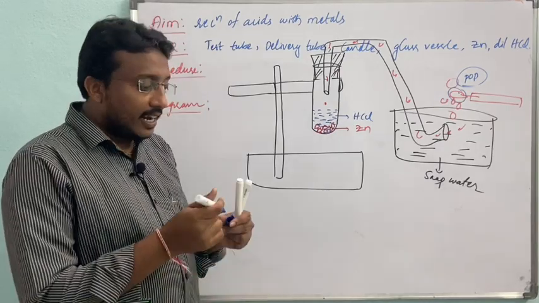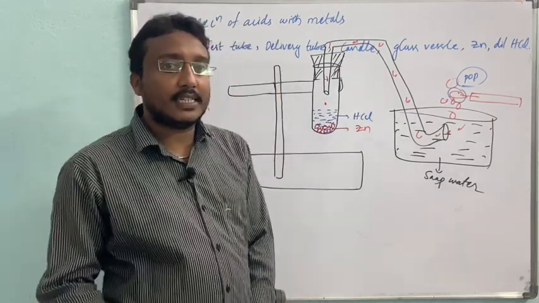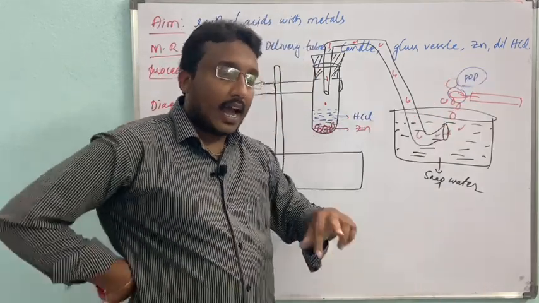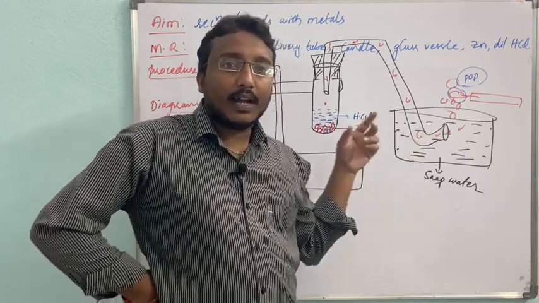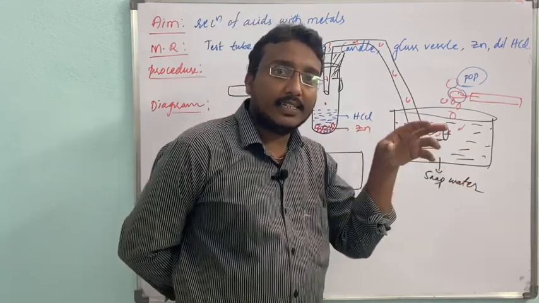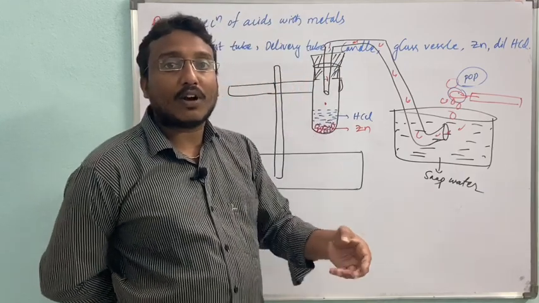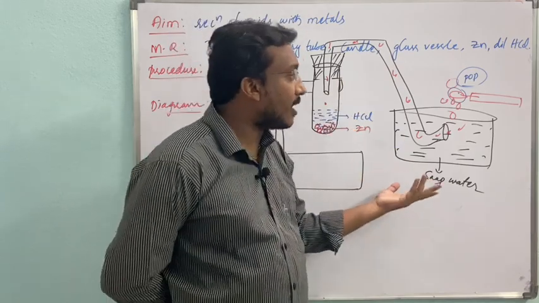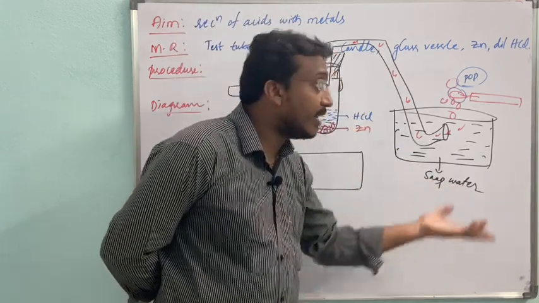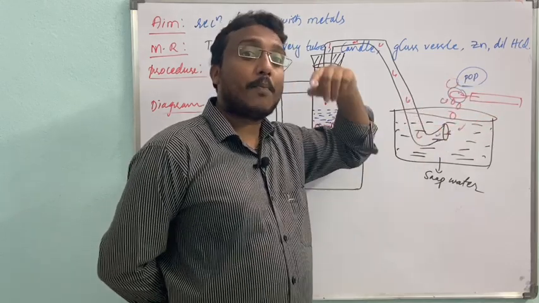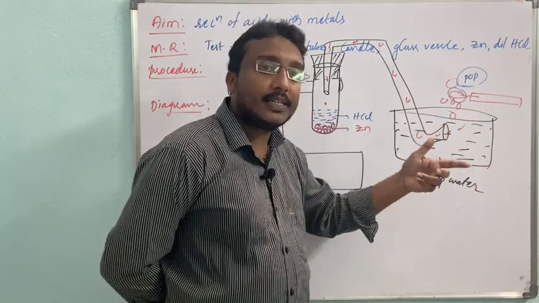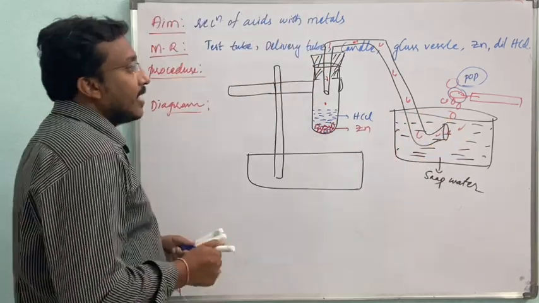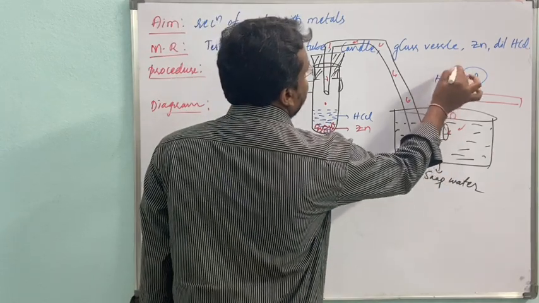We have already discussed in our last chapter that this is the test for hydrogen gas. When hydrogen gas is evolved, if we bring a burning matchstick or burning candle near the mouth of the container, it is put off with a pop sound. If it is oxygen, it burns more brightly. If it is carbon dioxide, it is put off, normally, but here the candle is put off with a pop sound. That means the given gas is hydrogen gas.